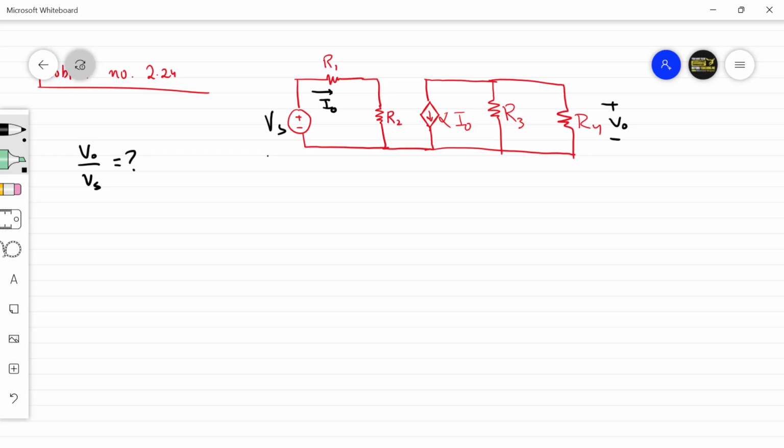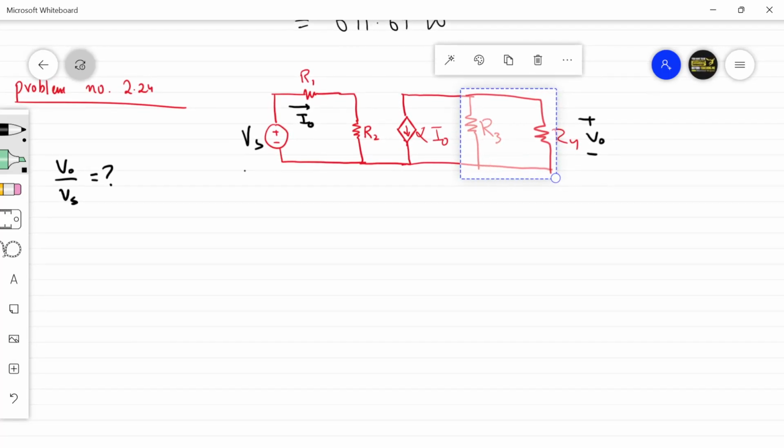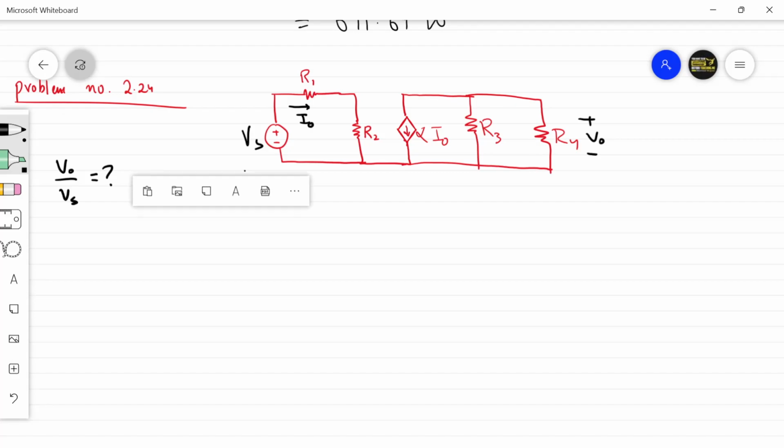And first we have to obtain this. Then the second part of this question is, if R1 is equal to R2 is equal to R3 is equal to R4, what value of alpha will produce V naught by Vs is equal to 10. Fine. First of all, let us find out V naught by Vs in this particular circuit. So let this be loop 1, this be loop 2, this be loop number 3.